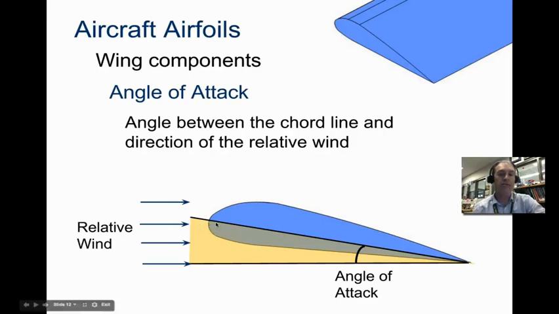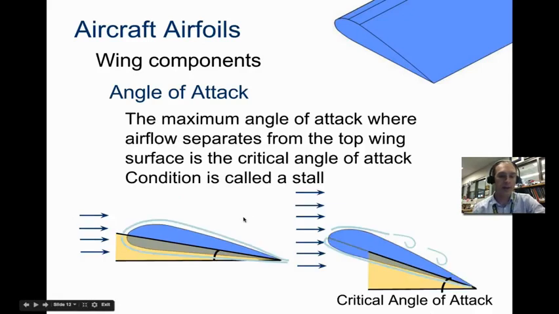You don't necessarily have to have zero angle of attack at all times. It kind of just depends on how the wings are attached and how the wings are designed to give you lift. So the maximum angle of attack is where airflow separates, and that is called the critical angle of attack, and that's where stall occurs.